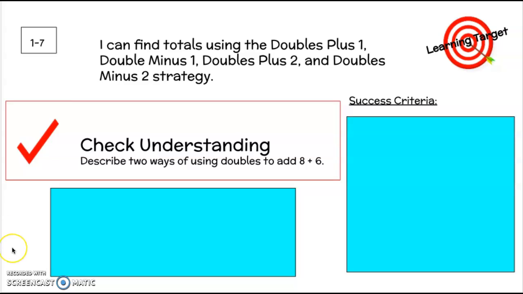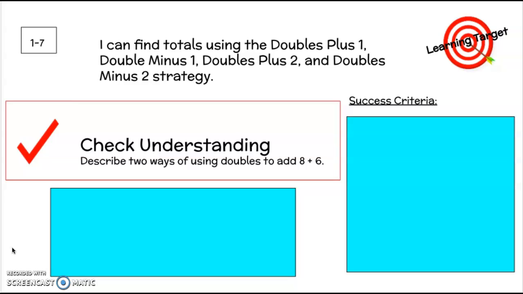So here's a check understanding. Describe two ways of using doubles to add 8 plus 6. I guess I gave you a hint in our lesson topic for today. You could do addition or subtraction. You could do double plus 1, or double plus 2, double minus 1, or double minus 2. So what do you think?